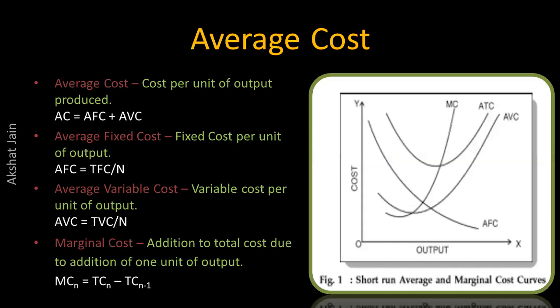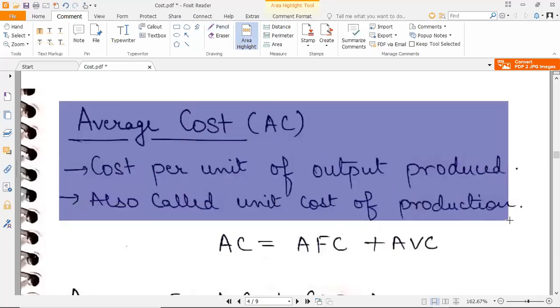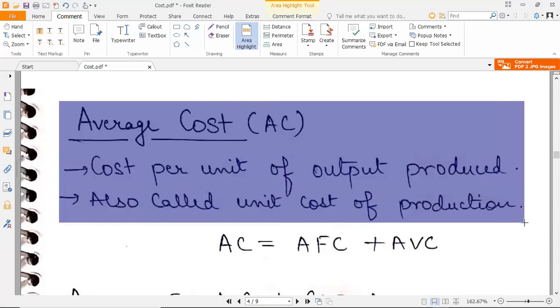So moving further, today we'll be discussing the average cost. What does average mean? Average basically means cost per unit. What does average cost mean? Cost per unit of output is known as average cost. Average cost is also known as unit cost of production.